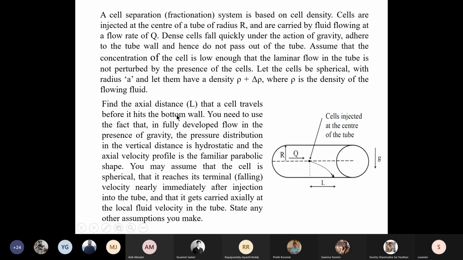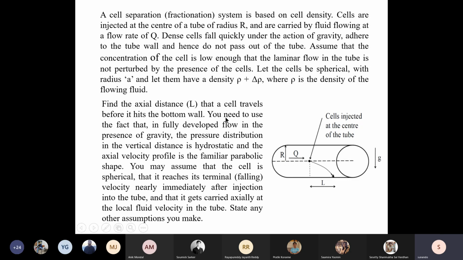before it hits the bottom wall. So you can choose the length of this tube such that some of the cells will be carried away, some of the cells will be deposited on the surface, which can then be collected, and therefore cell separation can be achieved.